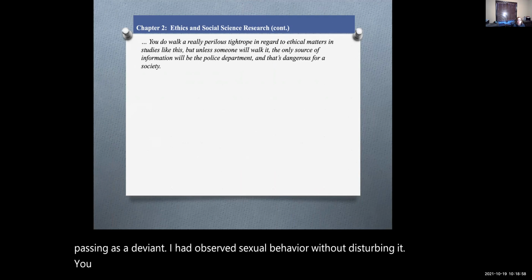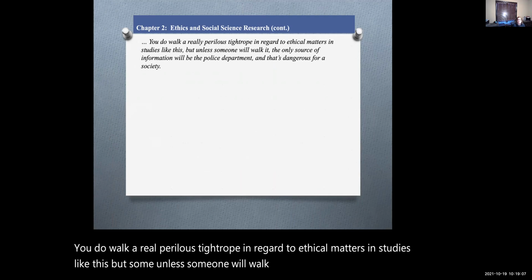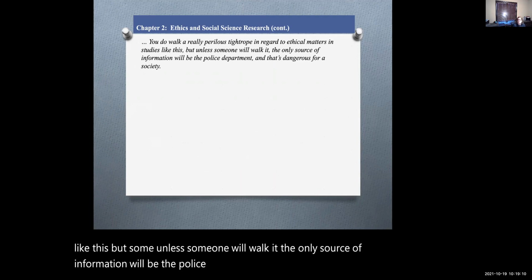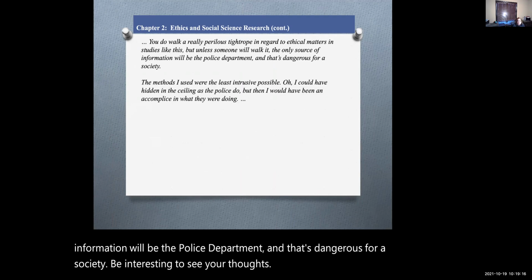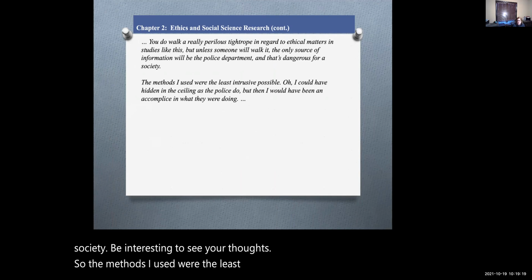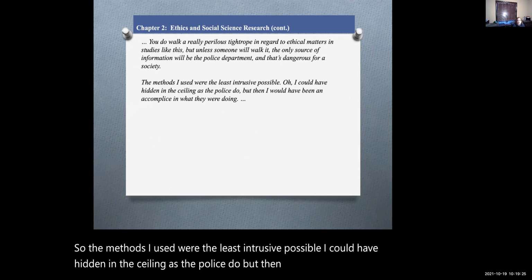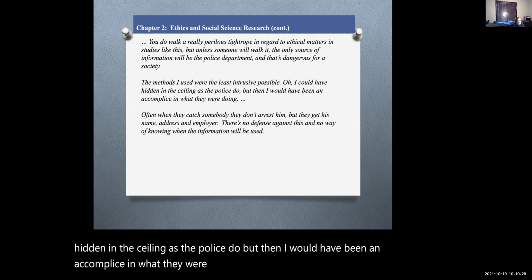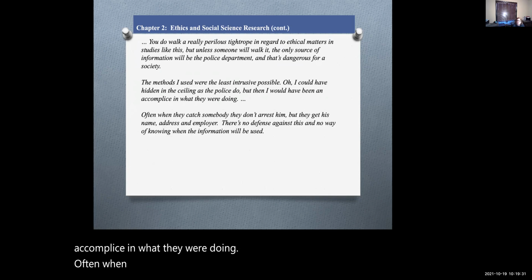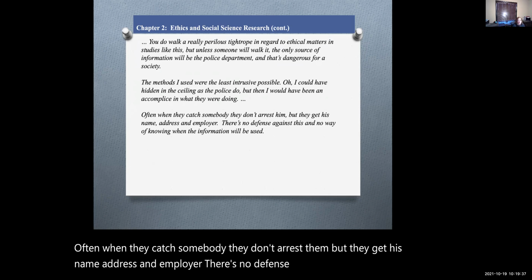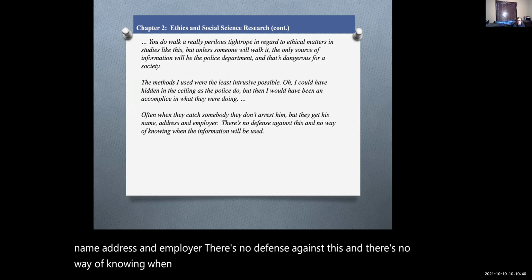You do walk a real perilous tightrope in regard to ethical matters in studies like this, but unless someone will walk it, the only source of information will be the police department, and that's dangerous for a society. It'd be interesting to see your thoughts. The methods I used were the least intrusive possible. I could have hidden in the ceiling as the police do, but then I would have been an accomplice in what they were doing. Often when they catch somebody, they don't arrest them, but they get his name, address, and employer. There's no defense against this, and there's no way of knowing when the information will be used."